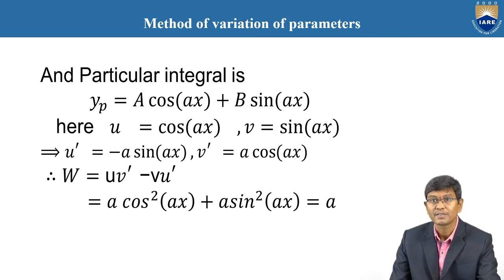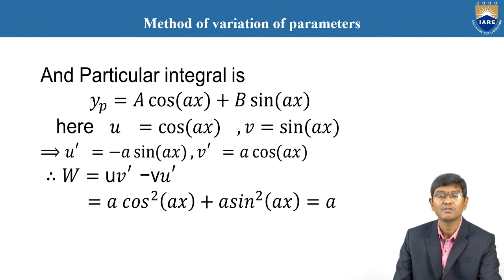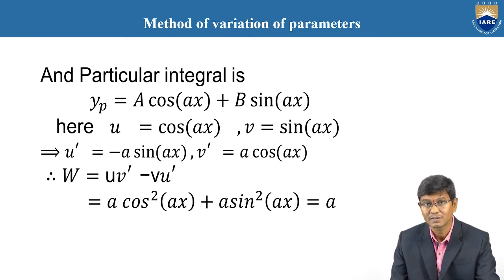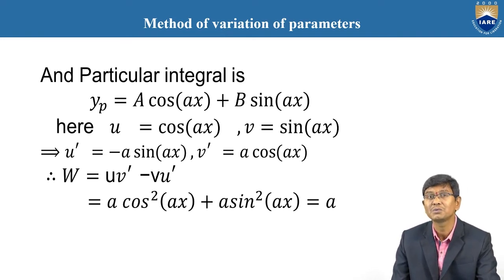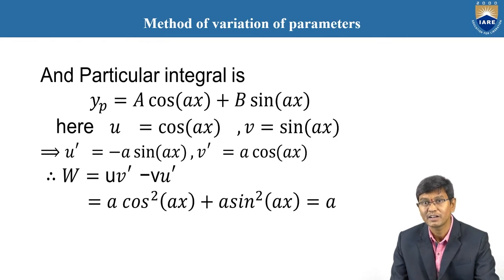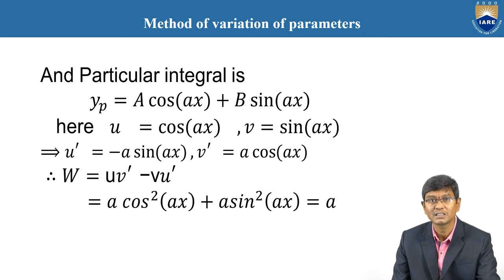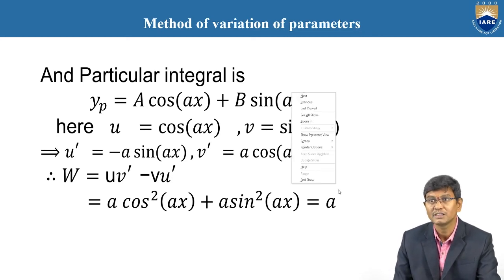Therefore, u is equal to cos x and u dash is equal to minus sin x, and v is equal to sin x. Therefore, v dash is also cos x. Therefore, W is equal to uv dash minus u dash v, and by using the derivatives and replacing in this equation, you obtain the value of W.